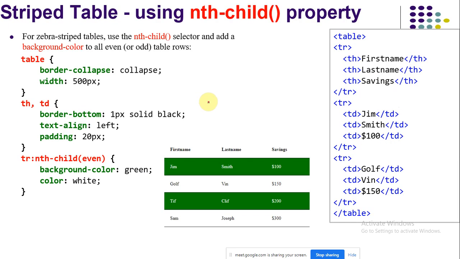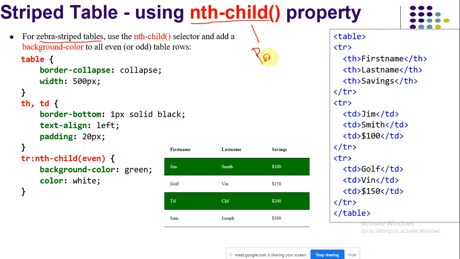Next, we can create a striped table. Striped means like zebra lines you can make in the table. Zebra lines means what? Like alternate rows we can fill with the color. If you want to do that, there is a pseudo class called nth-child. So this is called a pseudo class.